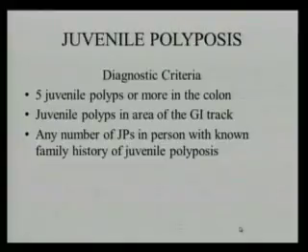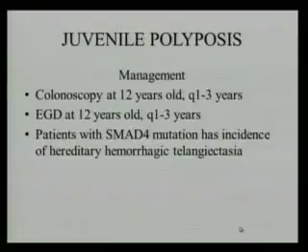So what is the diagnostic criteria? You either have 5 juvenile polyps in the colon, or juvenile polyps anywhere in the GI tract other than the colon, or any number of juvenile polyps in a patient with a family history of juvenile polyposis. We start colonoscopy at the age of 12, and then every 1 to 3 years. EGD has the same timing, every 1 to 3 years. Patients with SMAD4 mutation have a higher incidence of hereditary hemorrhagic telangiectasia.